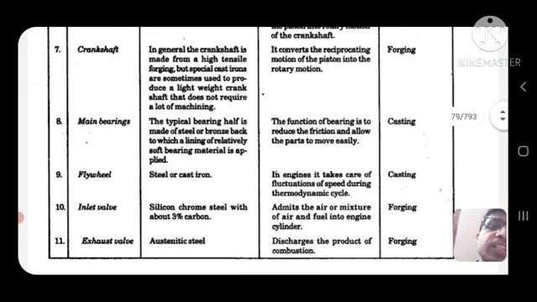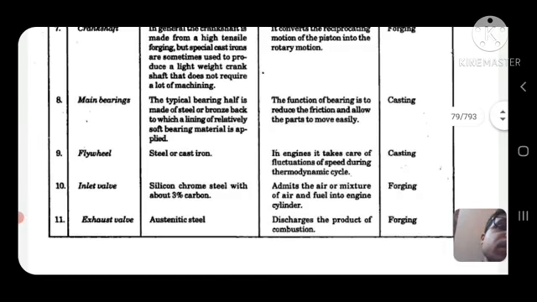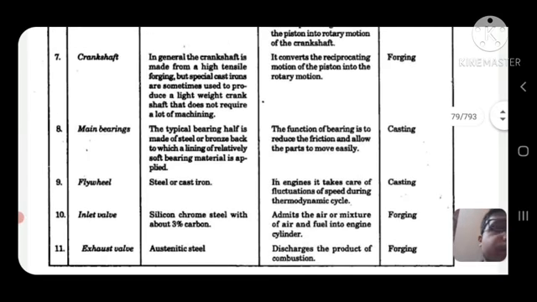Crankshaft: in general, the crankshaft is made from a high tensile forging, but special cast iron is sometimes used to produce a lightweight crankshaft that does not require a lot of machining. It converts the reciprocating motion of the piston into rotary motion. Method: forging.